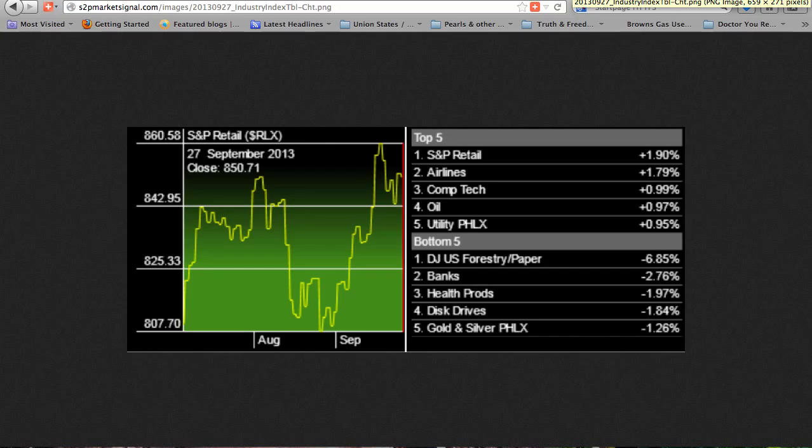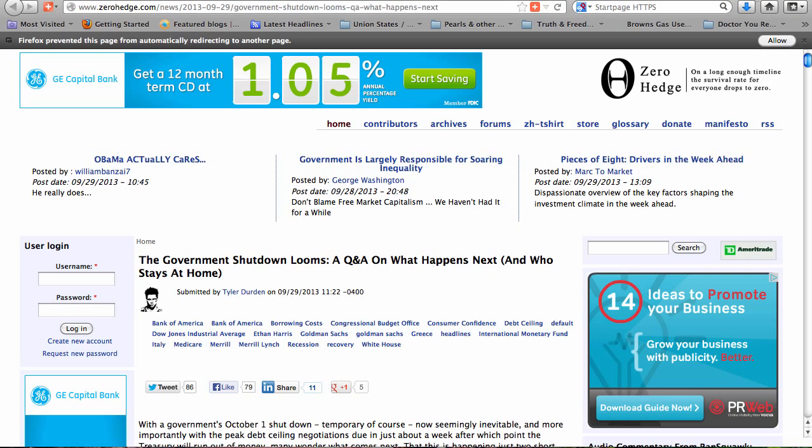Industry rotation the last 2 weeks. All of the top 5 industries are positive, and all of the bottom 5 are negative. Bullish, S&P retail remains in the top 5. Gold and silver remains in the bottom 5. Comp Tech has entered the top 5. Bearish, banks has entered the bottom 5. Oil has entered the top 5. Disk drives continues in the bottom 5.